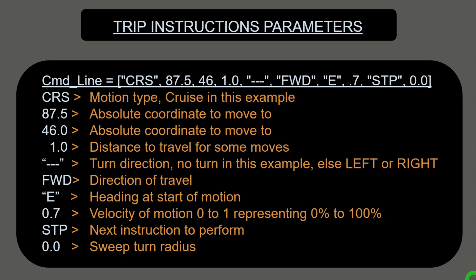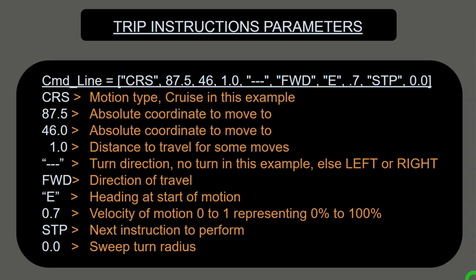The next parameter, 0.7, is the velocity of the motion, which is in the range of 0 to 1, representing 0% to 100% of the total velocity. Maximum velocity is somewhere between 8 and 10 inches per second, which would be about 200 to 250 millimeters per second.